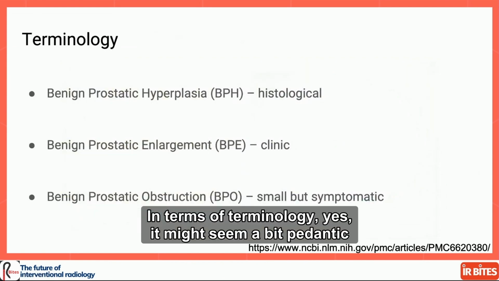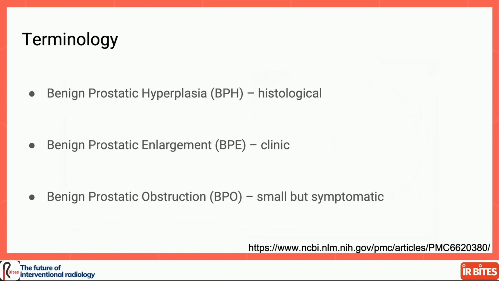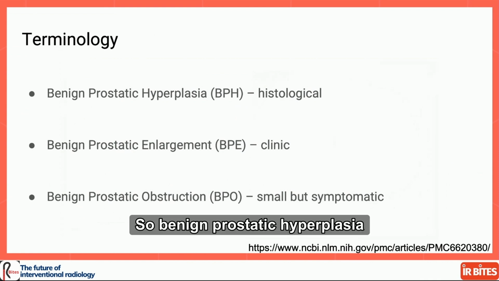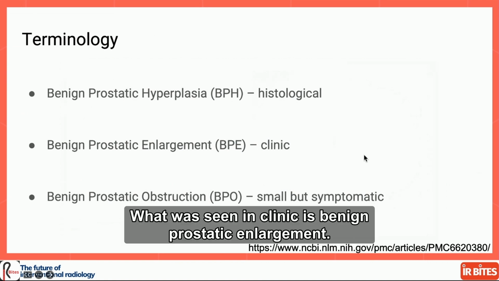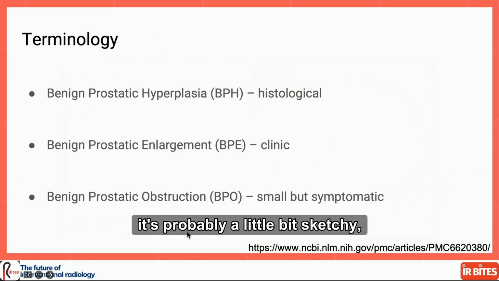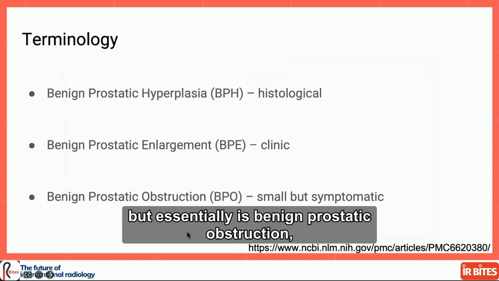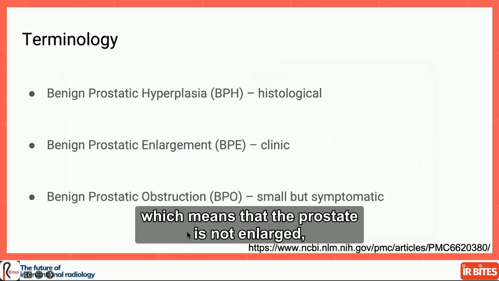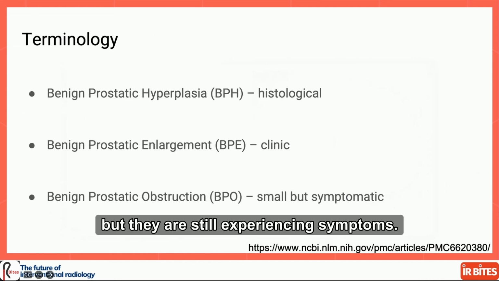In terms of terminology, yes, it might seem a bit pedantic, but it's quite important to cover. Benign prostatic hyperplasia is a histological diagnosis. What is seen in clinic is benign prostatic enlargement. There is this other small entity, which, again, is probably a little bit sketchy, but essentially is benign prostatic obstruction, which means that the prostate is not enlarged, but they are still experiencing symptoms.